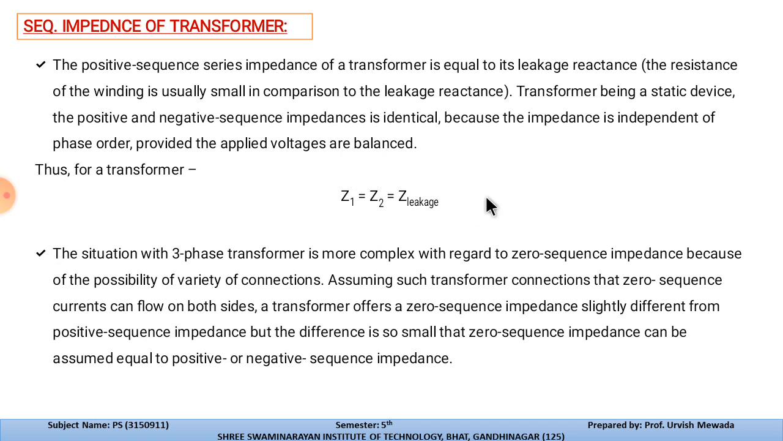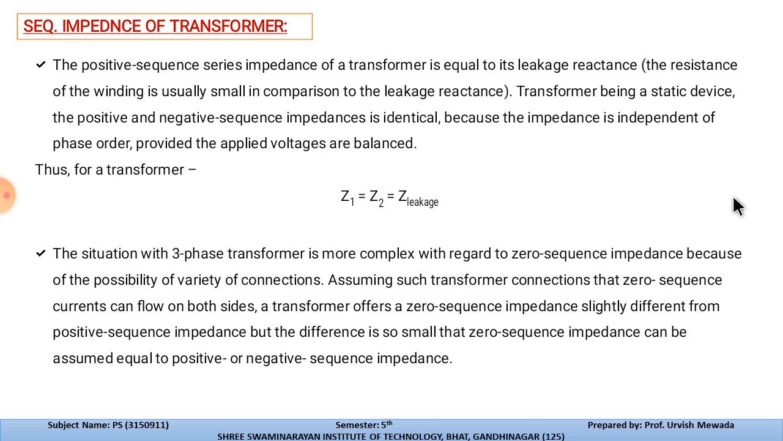In this situation, the three phase transformer is more complex with regard to zero sequence impedance, because here there is the possibility of a variety of connections in this power system. We have an interconnected power system, so we have a variety of connections in the system.